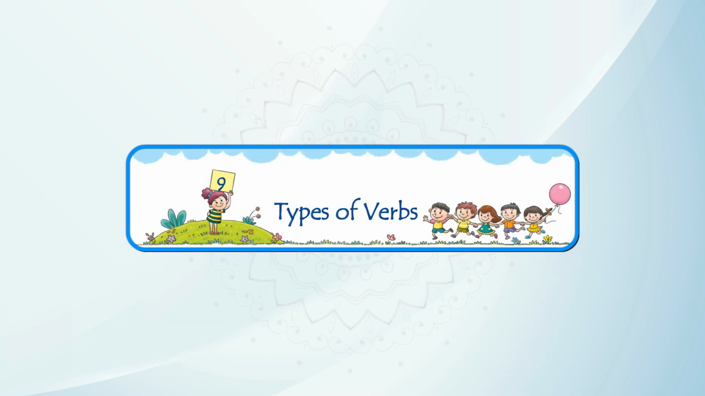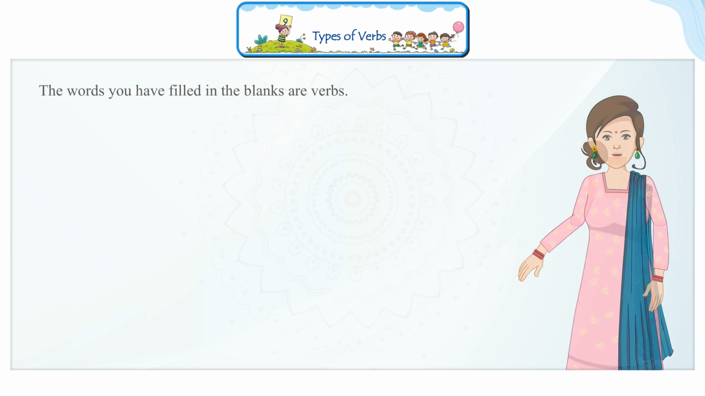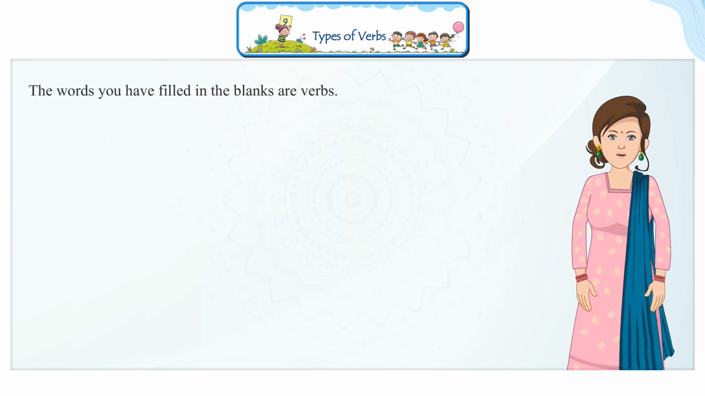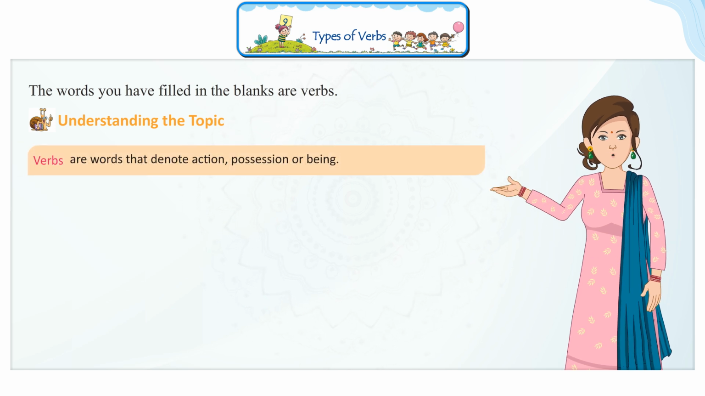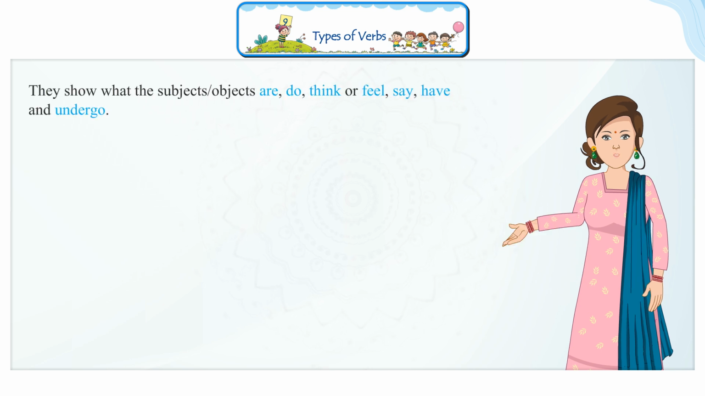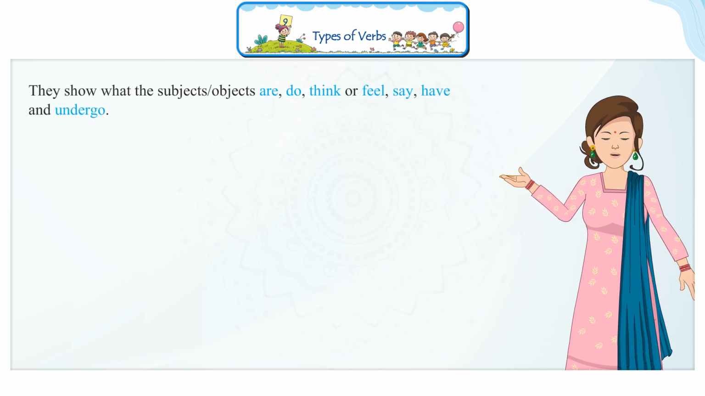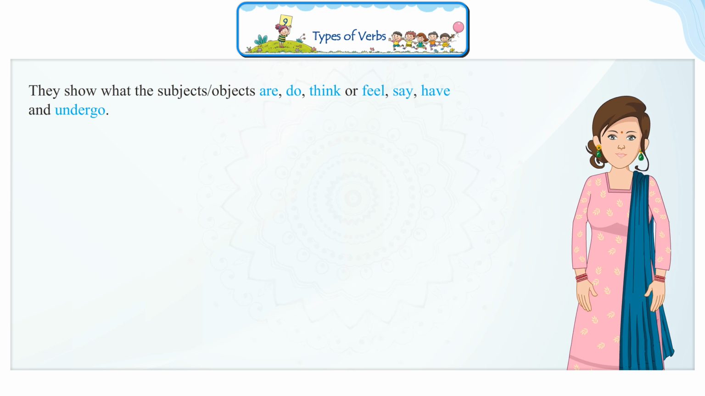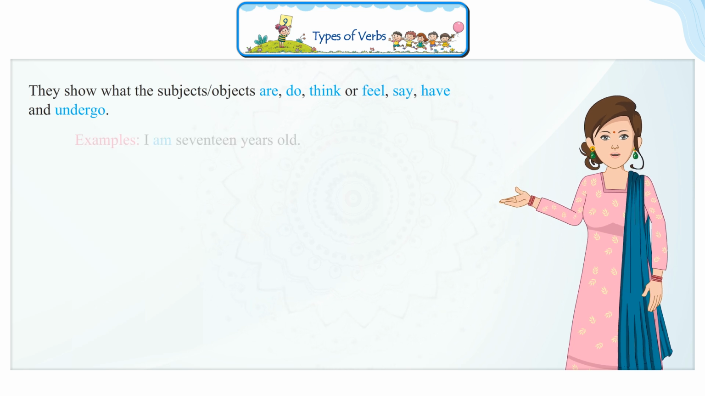Chapter 9: Types of Verbs. The words you have filled in the blanks are verbs. Understanding the topic. Verbs are words that denote action, possession, or being. They show what the subjects or objects are, do, think or feel, say, have, and undergo.